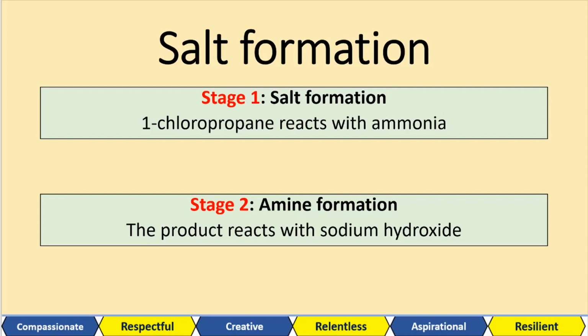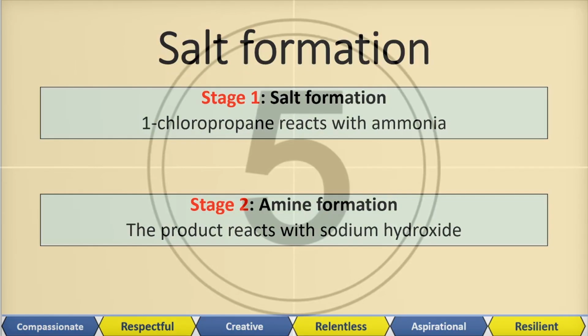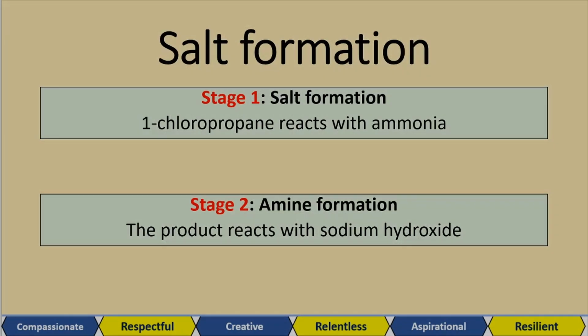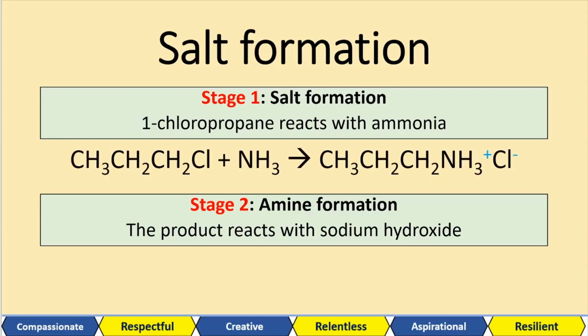So we start off with 1 chloropropane and it reacts with ammonia. And then that product from the first reaction reacts with sodium hydroxide. See if you can work this out. So there's that first reaction. We can see that we've got 1, 2, 3 carbons, so that's 1 chloropropane reacting with ammonia, and that gives us our ammonium salt, which is ammonium chloride, but it's propyl ammonium chloride.